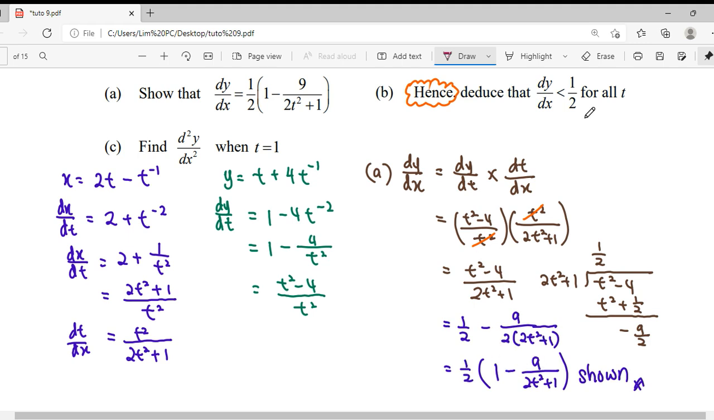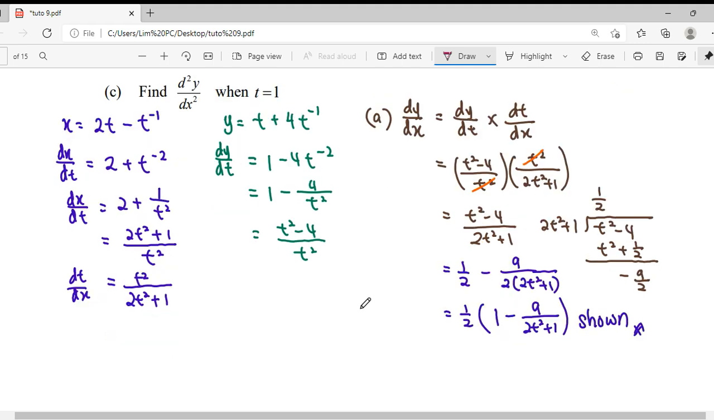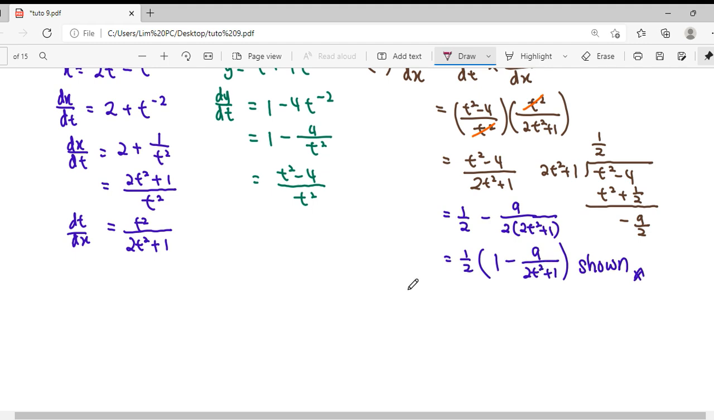This result is used to deduce, which means to conclude, like to give a logical conclusion, that this dy dx is less than 1 over 2 for all values of t. So this is like the analytical method that we learned in chapter 2, where we learned inequality. So we look at our dy dx, you can see from our dy dx here, it is 1 over 2. So this is question B, 1 minus 9.